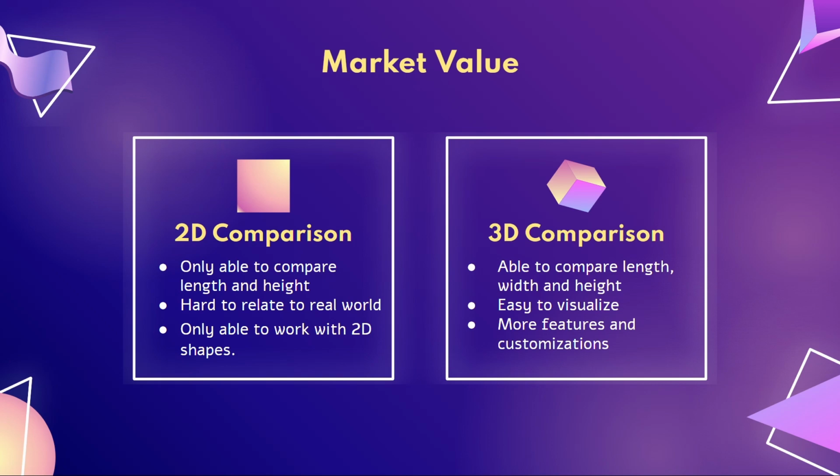Next, 2D objects can't really relate to real-world objects because they lack the width. For example, if you were to buy a cupboard but you are not sure if it could fit in your house, it would be really hard to visualize whether or not it can fit if you aren't sure how big it is. So, with a 3D app like ours, it would be really easy to visualize these scenarios.